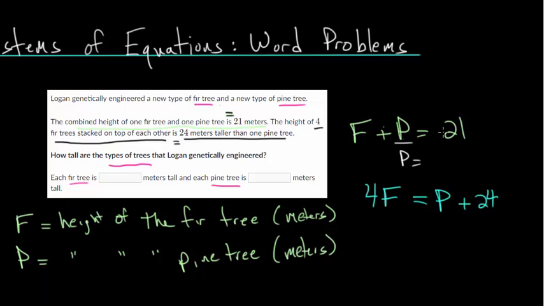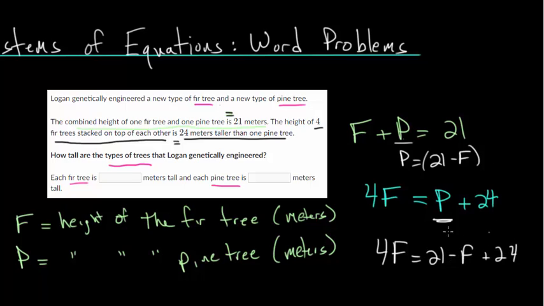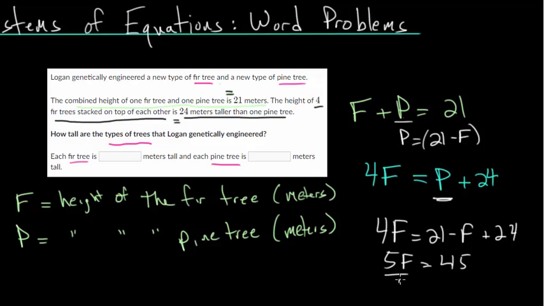So P, we'll subtract F, is just 21 minus F. Now, everywhere I see a P in the other equation, I'm going to replace it with what P is equal to, this 21 minus F. So we get 4F is 21 minus F plus 24. So let's add F to the other side so that all the F's are together. And then 21 plus 24 would be 45. And then lastly, we're just going to divide each side by 5. And the height of one fir tree would be 9.